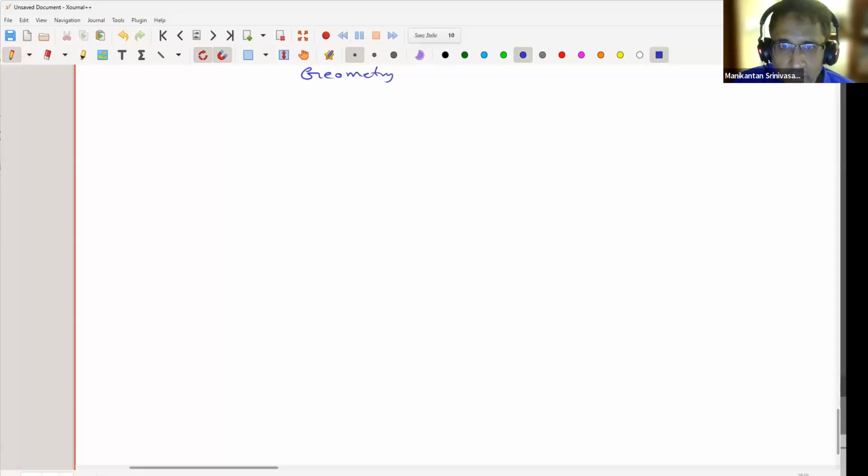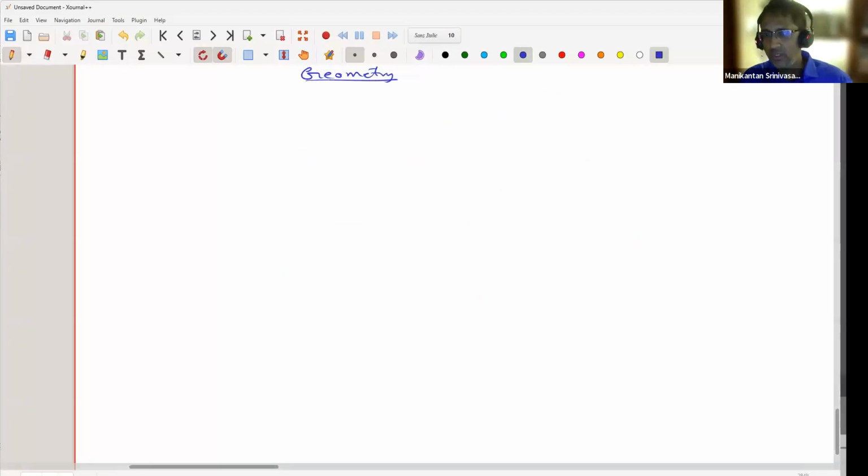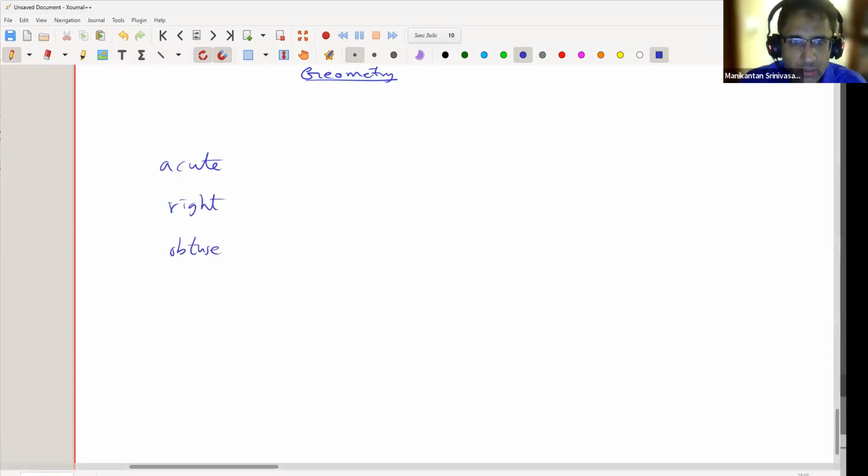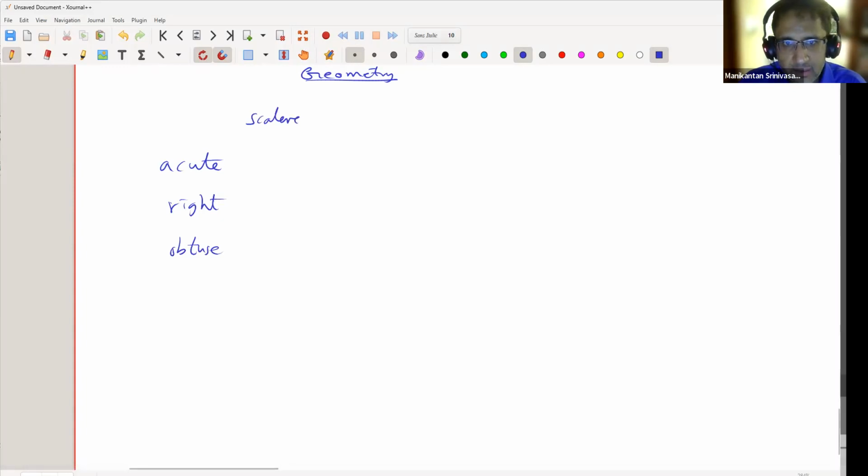So we have quite a few topics to touch on in geometry. The very first, fundamentally, we have to cover triangles and related properties well. Triangles you can either classify based on acute, right, obtuse. You can also classify as scalene, isosceles, and equilateral.